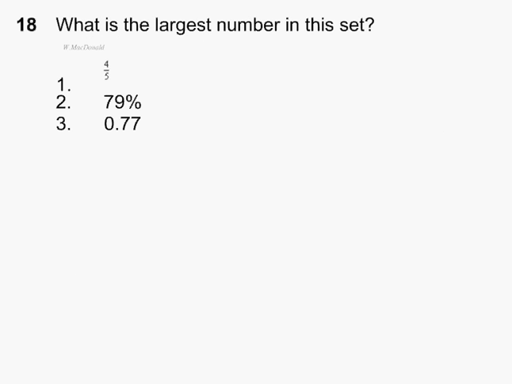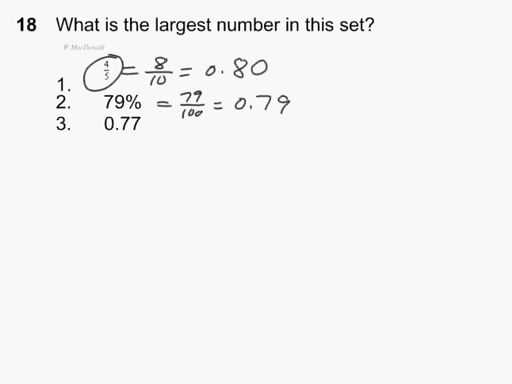Question 18, what is the largest? Well, when you examine a fraction, percent, and decimal, the best thing to do is change them all to decimals. That's the easiest strategy. So 4/5 is equal to 8/10, and 8/10 is equal to 0.8. 79% is 79/100, which is already a decimal, 0.79. In order to make sure I understand which is bigger, sometimes it's easier to put an insignificant 0 there and then think about money. 0.8 is the largest, which makes 4/5 the largest number.